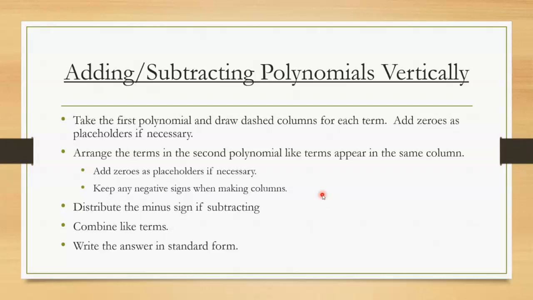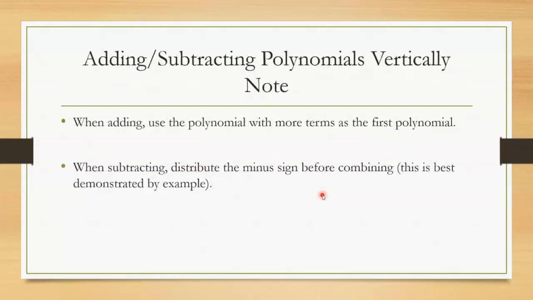Okay, so let me do that. And these are just some other things I put down I thought would be helpful. When you're subtracting, it's really good to distribute the minus sign before you combine. I've seen people subtract and not distribute the minus sign. That's okay, but you do have to be a little bit careful. And with adding, I personally like to put the polynomial that has more terms as the one on top. Do you have to do that? No, but personally, I like that better. If you use this method and you don't do that, that's fine.